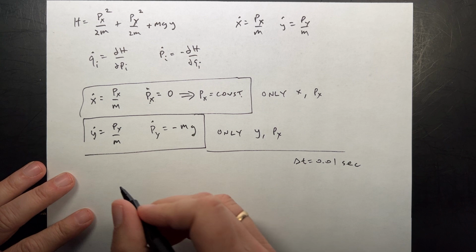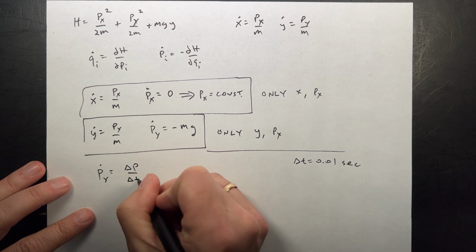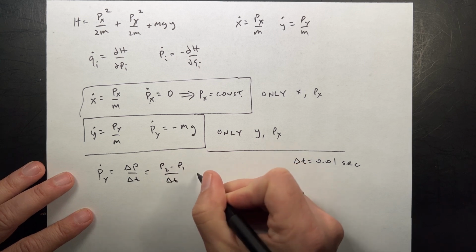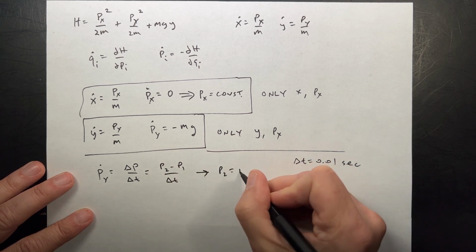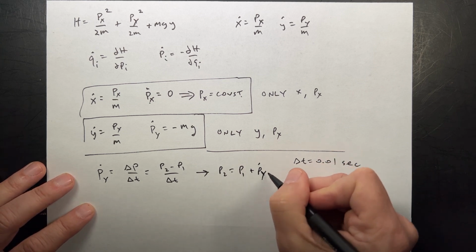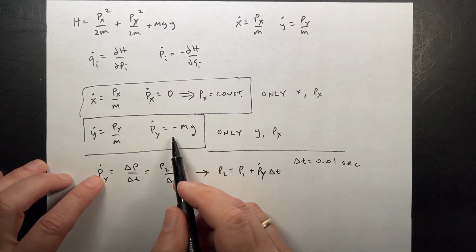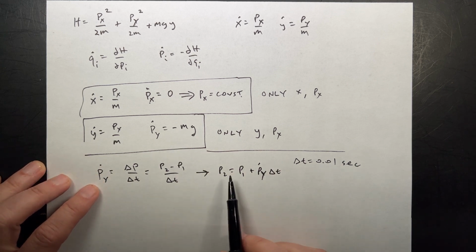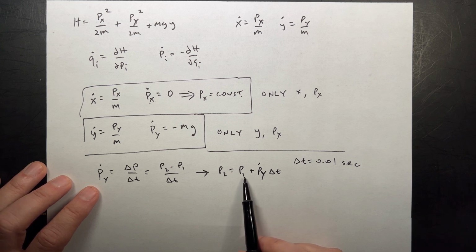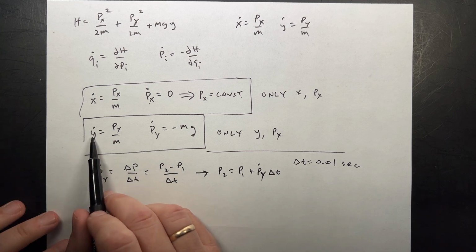So if p dot is constant, py dot is equal to the change in p with respect to time, delta p over delta t. So I can write that as p2 minus p1 over delta t. If I solve that for p2, and I drop the y because I got bored with it, p2 equals p1 plus py dot delta t. And remember, py dot is negative mg. So this is the momentum in the y direction at the end of the time interval based on the momentum at the beginning. So if I know the starting conditions, I can keep doing this forever and find the new momentums. Now I can do the same thing for y dot.